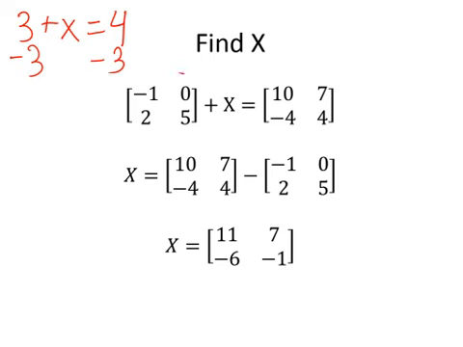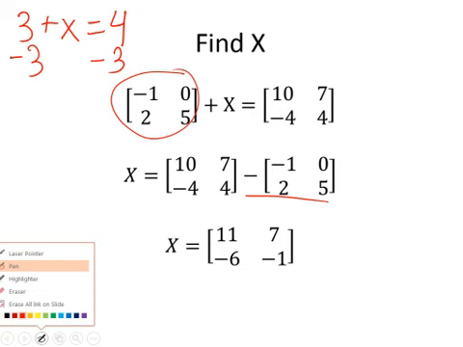So you look here, I've taken this matrix and I've subtracted it to the other side. And now I subtract each part. 10 minus negative 1 is 11. 7 minus 0 is 7. Negative 4 minus 2 is negative 6. 4 minus 5 is negative 1. And then your answer is the whole matrix and not just a single number.